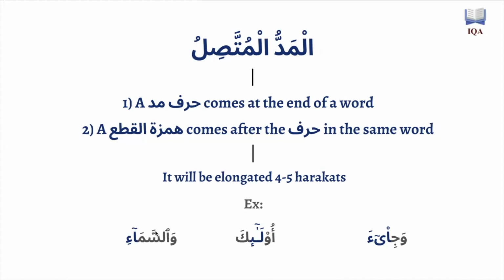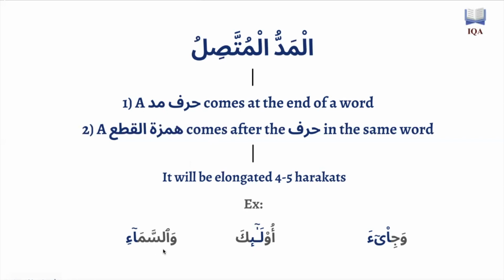So for example, here we have a harf med, right? We have an alif. And that alif is followed by a hamzatun qata', and that hamzatun qata' is coming after it, but in the same word. The hamza here is in the same word as the alif, and it's part of the word sama. So that's why it's med al-muttasil.